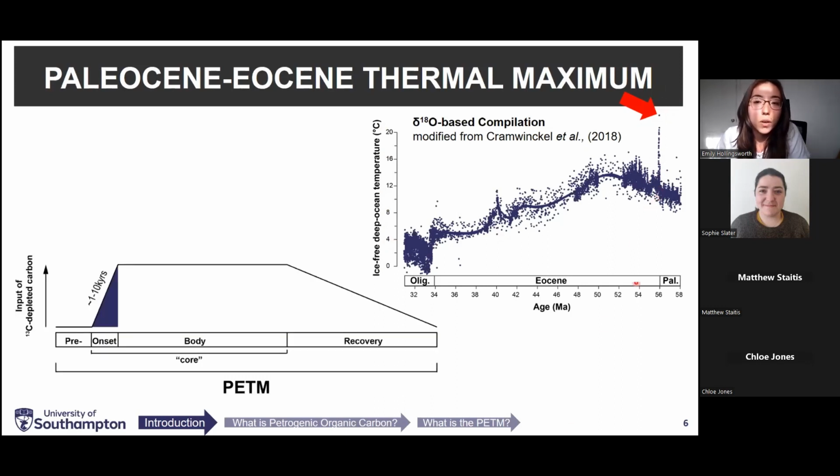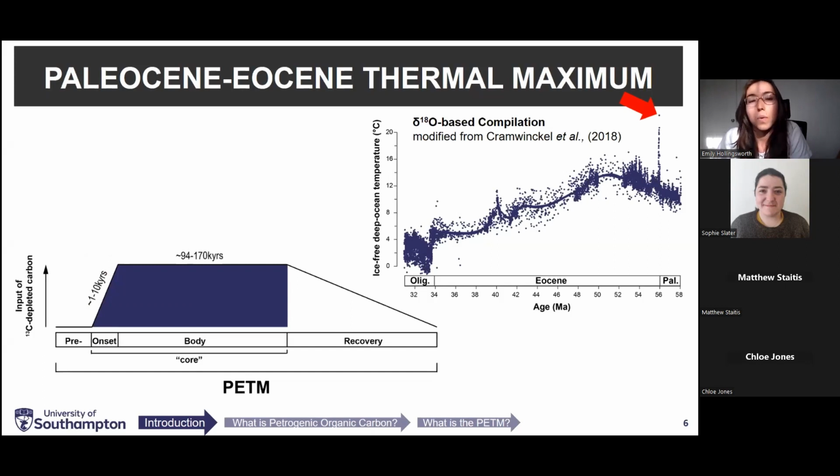And we know that this was caused by a huge input of 13C depleted carbon, or isotopically light carbon, and that occurred within 1 to 10,000 years. And the general consensus is that this is probably mostly from a lot of volcanic activity that was going on in the North Atlantic, amongst other sources as well. But what we know less of is what then caused the PETM to go on for another 100,000 or so years.